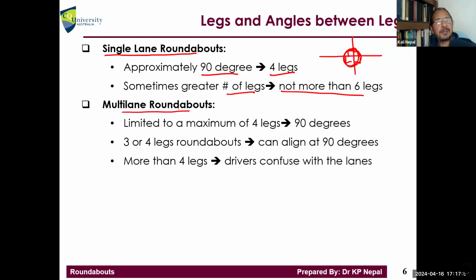If it is a multi-lane roundabout, that means 2 lanes going in or 2 lanes circulating, or more than 2, what we need to do is try to limit the number of legs to 4 and arrange them in the 90-degree fashion. If more than 4 legs, please don't do that. It will be even more confusing for multi-lane than for single lane.